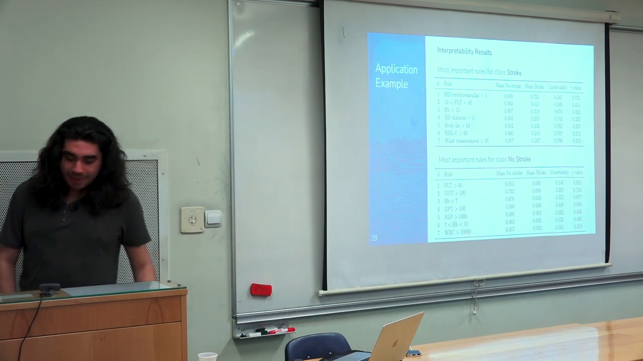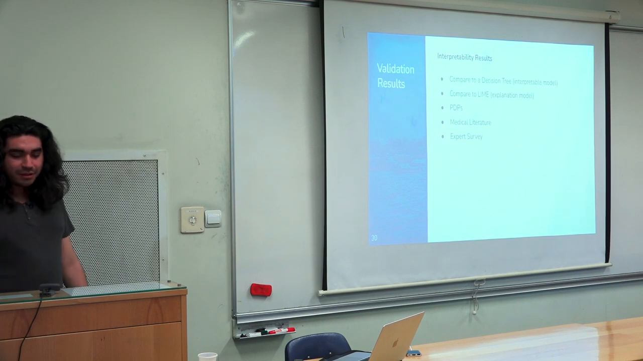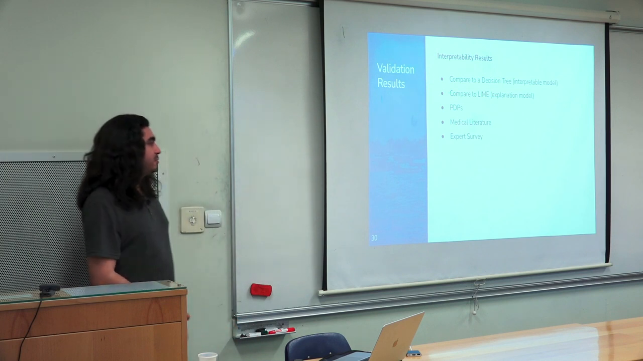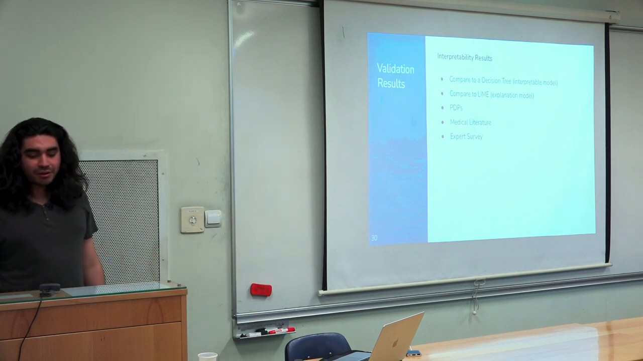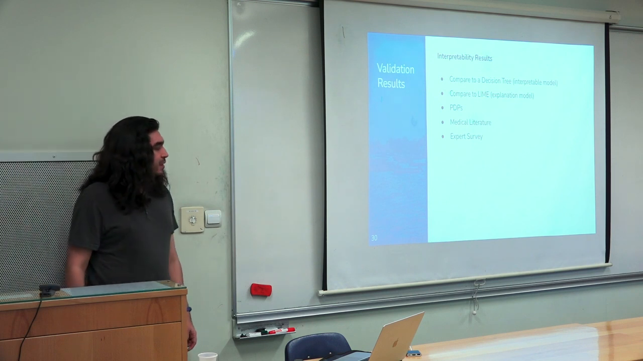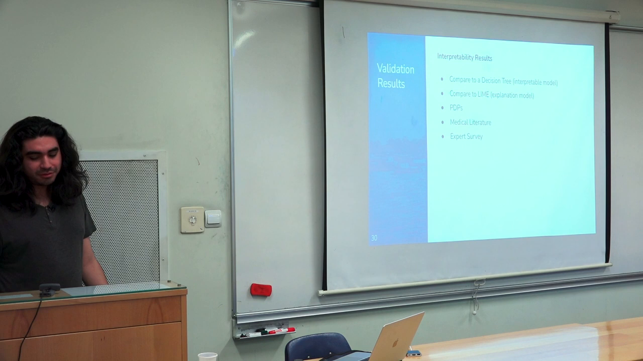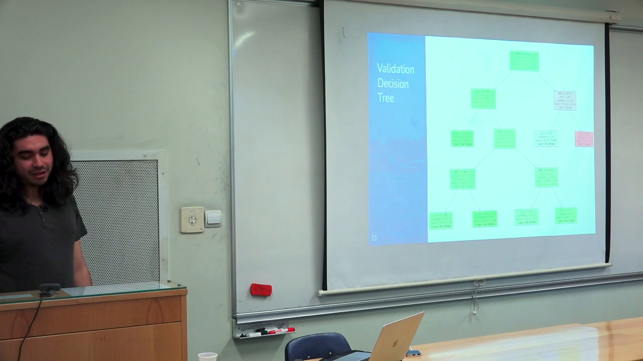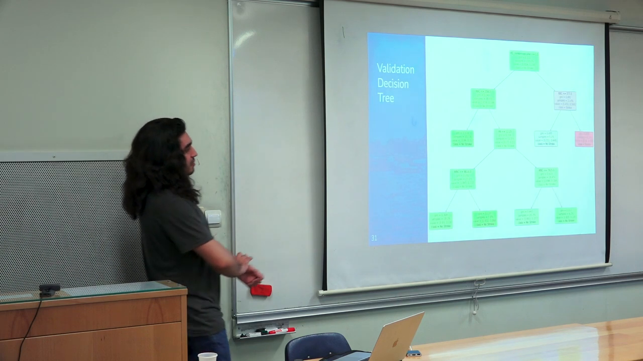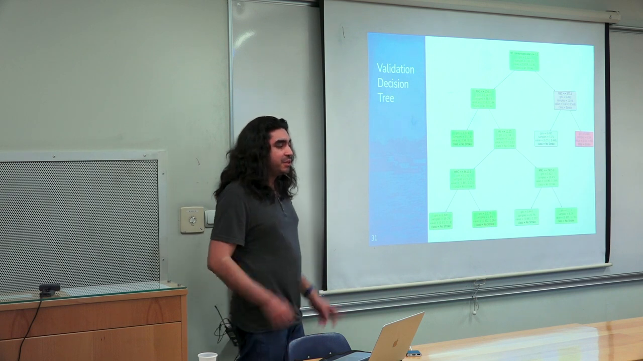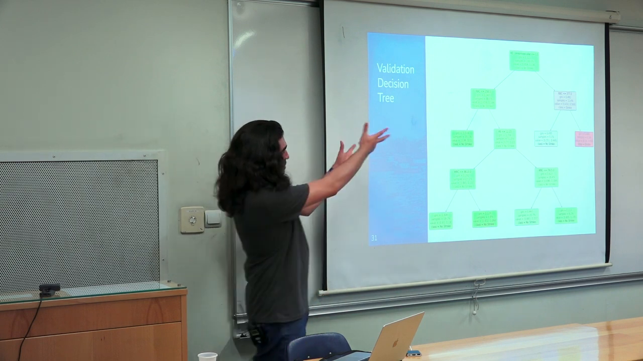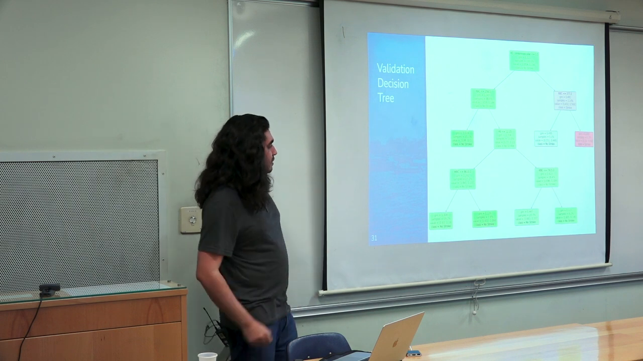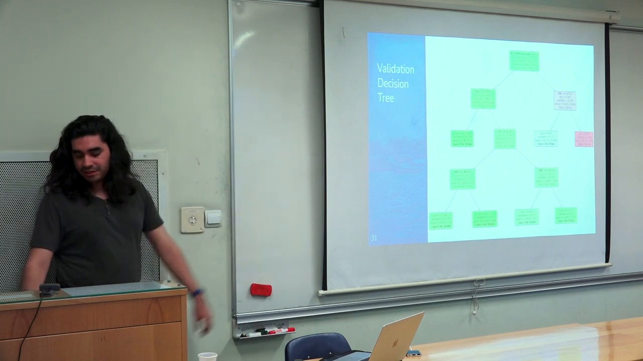We can apply what we saw earlier. For example, comparing to a decision tree, we will be using the second methodology to compare rule by rule. We can compare the results to LIME, we can see partial dependence plots, and also have experts checking the medical literature and a survey. So if we apply the same task, with the same data set, to a decision tree, this is the decision tree that it predicts, right? And the second metric is rule equivalence, right?